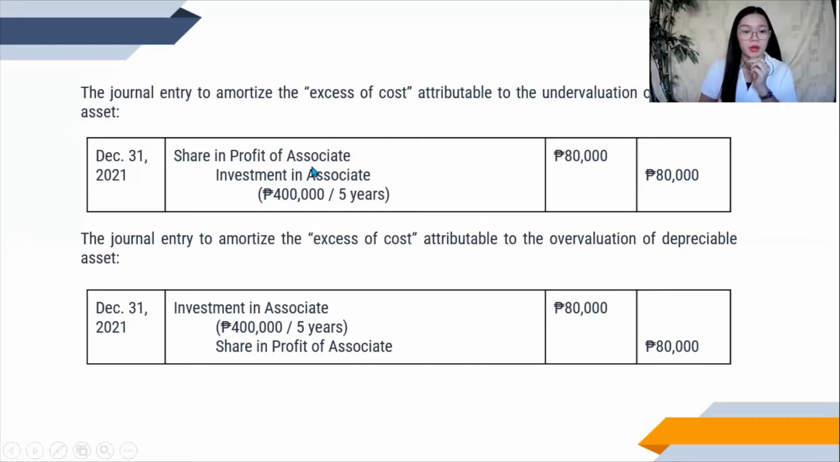By the way, we used share in profit of associate because our presentation is based on the book of Sir Milan. But in the book of Sir Valix, they used investment income as the account. So when we encounter investment income, it is the same as share in profit of associate. If the changes in the investee's equity are due to a component of OCI, our account would be share in OCI of associate. So, let's proceed.